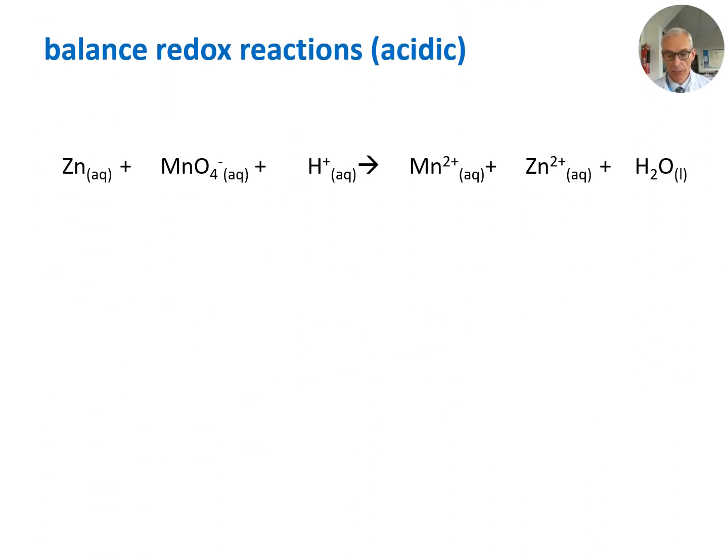So here is a problem. Zinc and the manganate(VII) forming manganese(II) and zinc 2+. So it's a redox reaction, using the method from the previous slide, in acidic conditions. Could you produce the balanced equation? Pause. Come back when you are ready to check your answer.